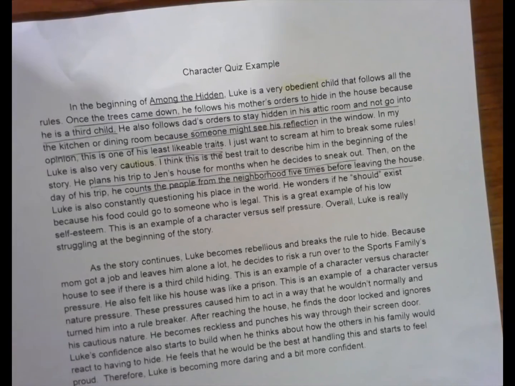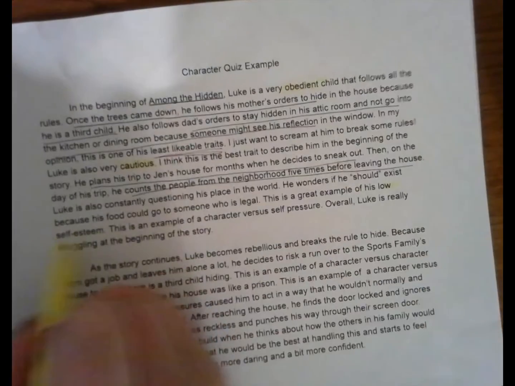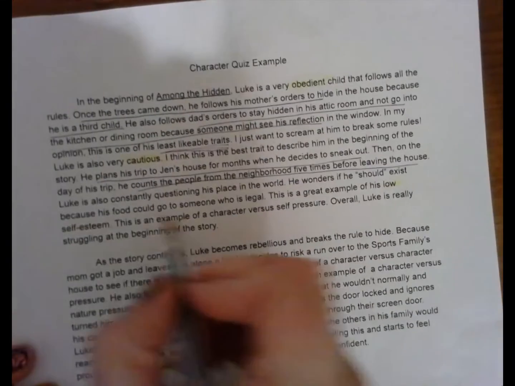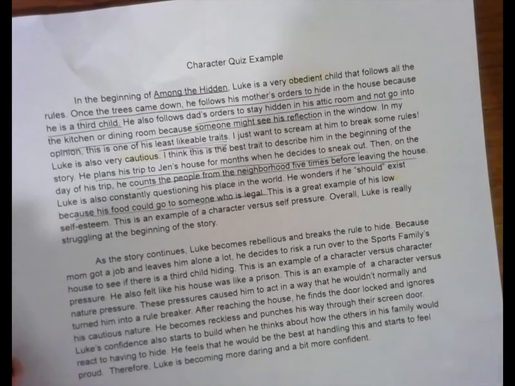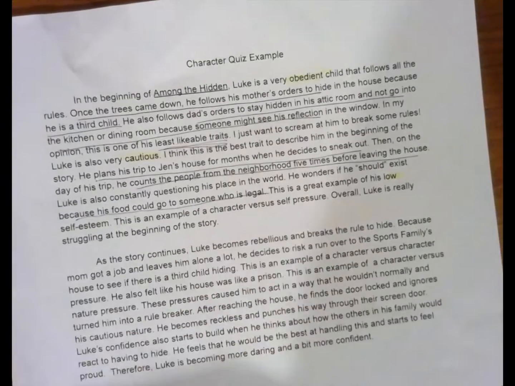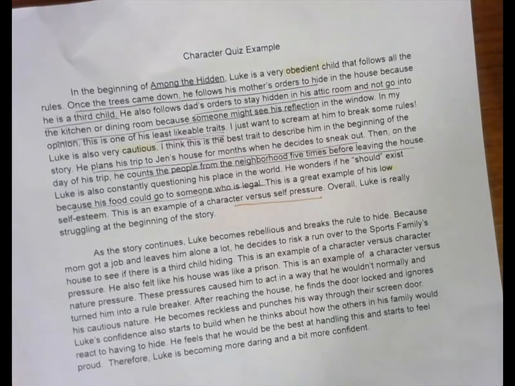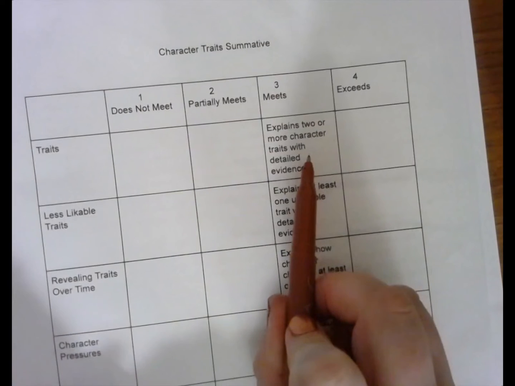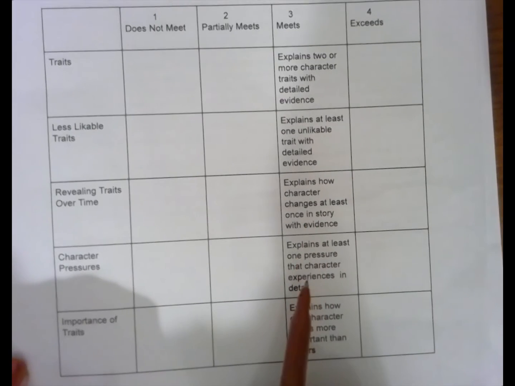Then I talked about how he has low self-esteem, and I kind of gave the evidence for low self-esteem before, where he shoulds his food go to someone that's legal. And this low self-esteem, I also said, let me get one more color out, was a character versus self pressure. So already using the rubric, I have more than one trait, I have a less likable trait, and I looked at a character pressure.